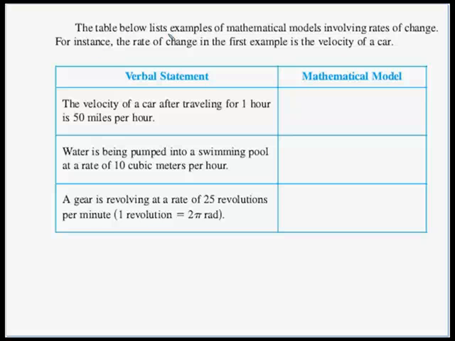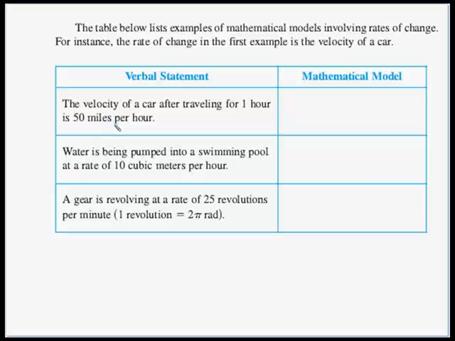Okay, this table below lists some examples of mathematical models involving rates of change. For instance, the rate of change in the first example is the velocity of a car. This just helps a little bit to take a verbal statement and pick out exactly what you need and write it in terms of a mathematical model. So let's see here. In the first one, it says the velocity of a car after traveling for 1 hour is 50 miles per hour.